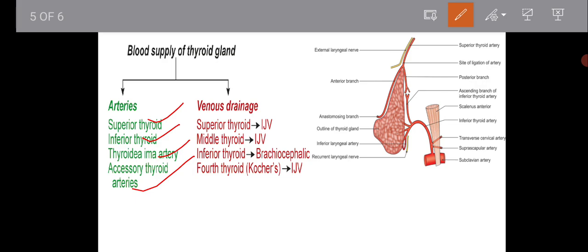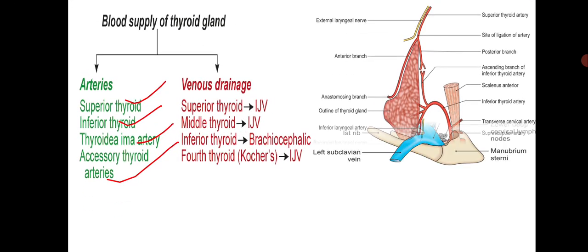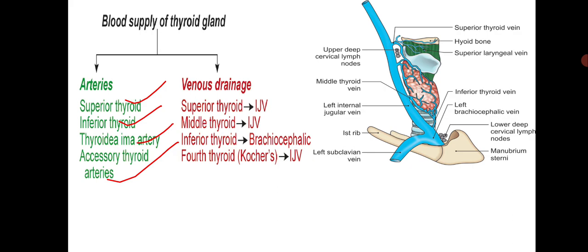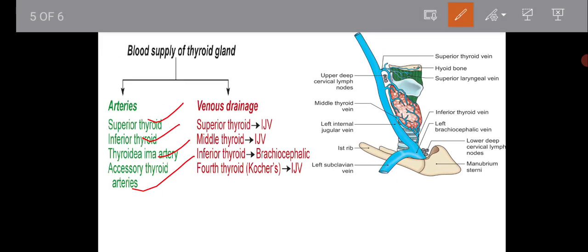The venous drainage of the thyroid gland is by the superior thyroid vein, which drains into the internal jugular vein. The middle thyroid vein drains into the internal jugular vein. The inferior thyroid vein drains into the brachiocephalic vein, and the fourth thyroid vein drains into the internal jugular vein.